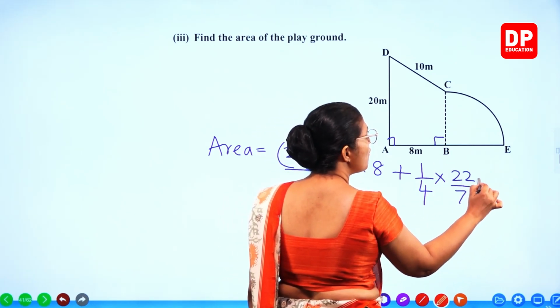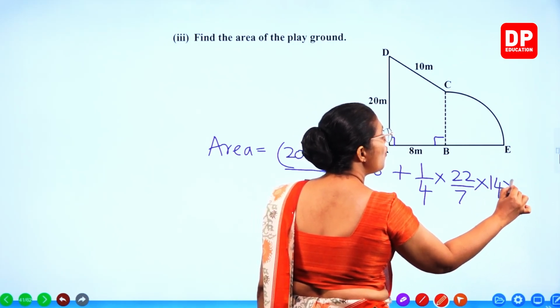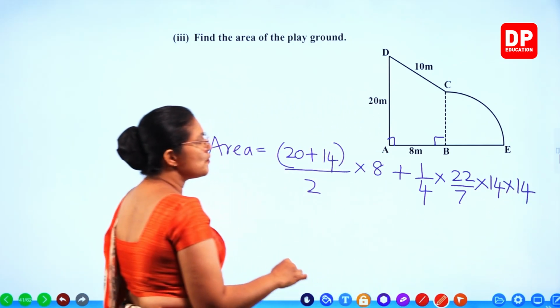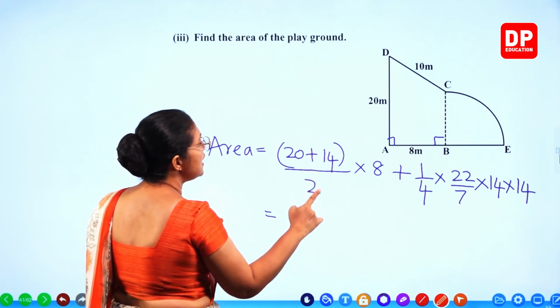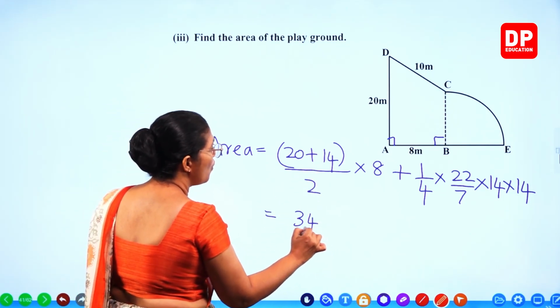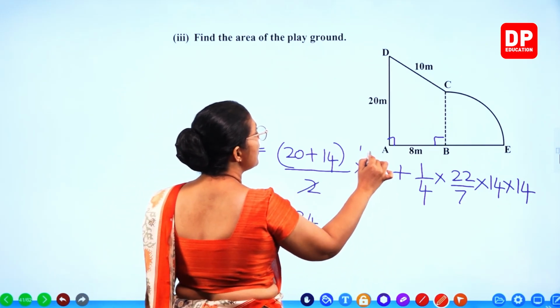Pi is 22 over 7, radius is 14. So 14 times 14. 20 plus 14 is 34. This 2 and this one, you get 4 here.